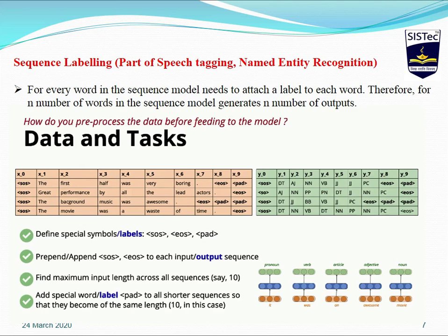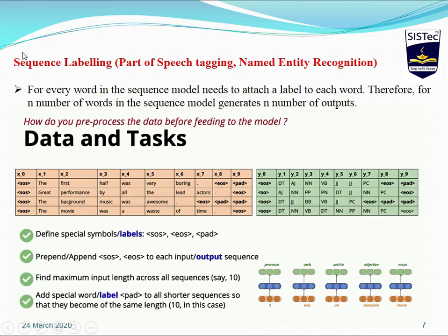For example, part of speech tagging. In part of speech tagging, our input is a sentence of n words, and the output also has n words. The task is to identify whether each word is a verb, noun, adjective, predicate, and so on. In the case of named entity recognition, your input is a sentence of n words, and your task is to identify the names, like Mohan is going to the market. So Mohan is a name and market is a name, and the rest of the words are not names.